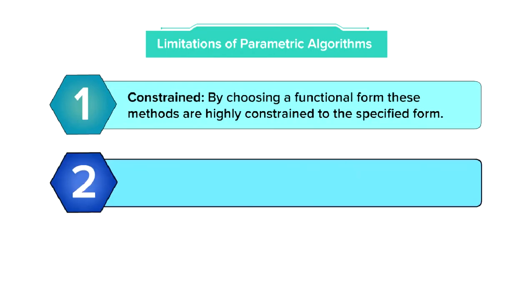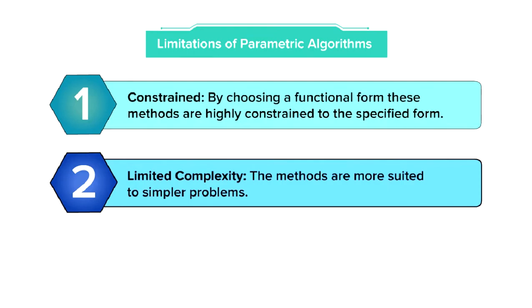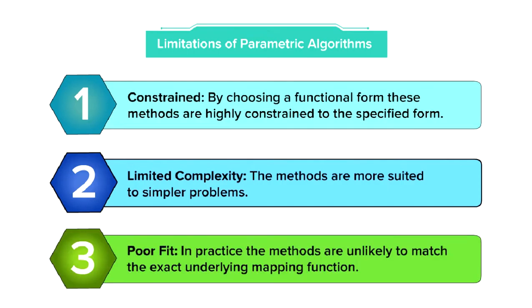The methods are more suited to simpler problems. In practice, the methods are unlikely to match the exact underlying mapping function. So, we can see that there is a clear trade-off. Using a parametric algorithm introduces simplicity and interpretability, but at the cost of relatively poor modeling.